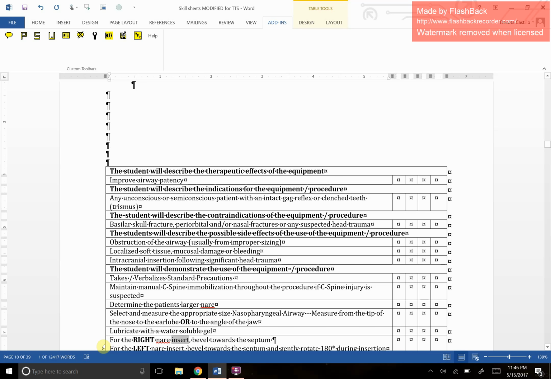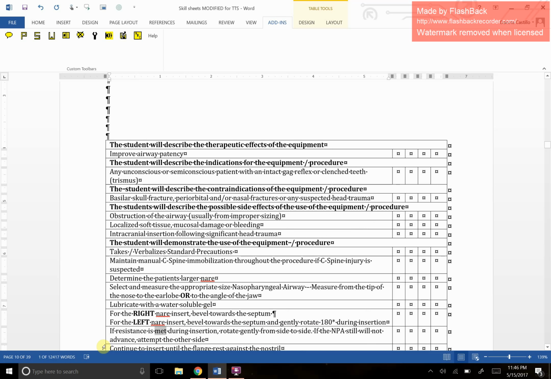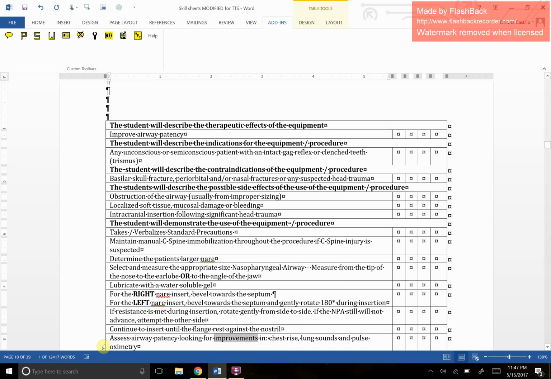For the right naris, insert with the bevel towards the septum. For the left naris, insert with the bevel towards the septum and gently rotate 180 degrees during insertion. If resistance is met during insertion, rotate gently from side to side. If the NPA still will not advance, attempt the other side. Continue to insert until the flange rests against the nostril. Assess airway patency, looking for improvements in chest rise, lung sounds and pulse oximetry.